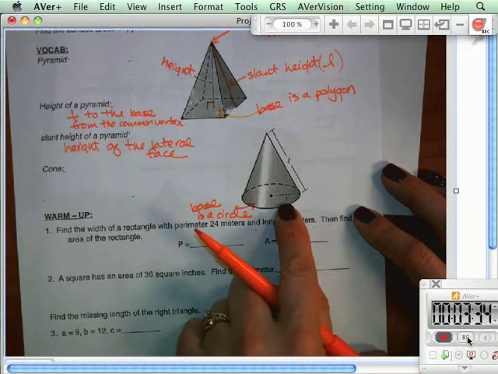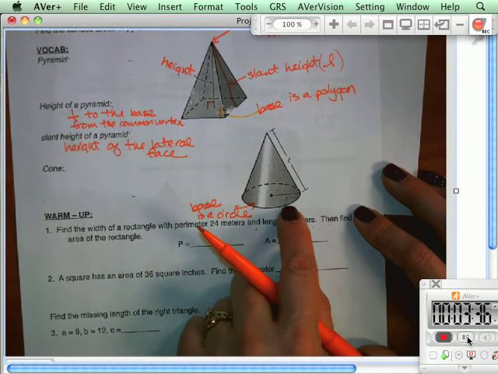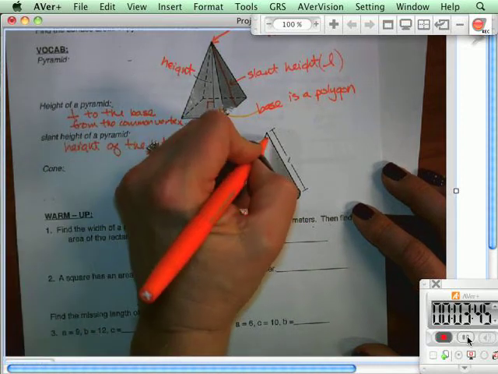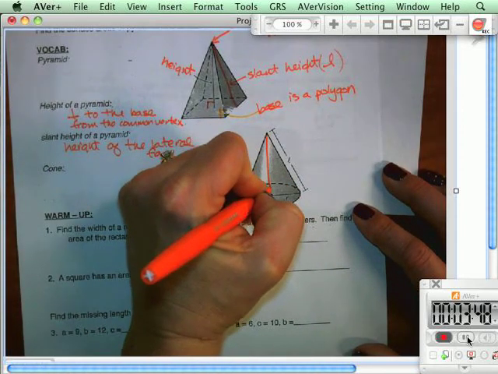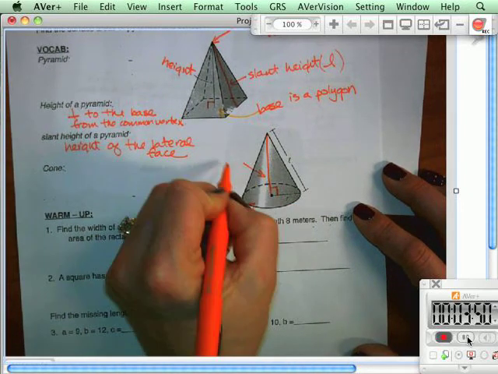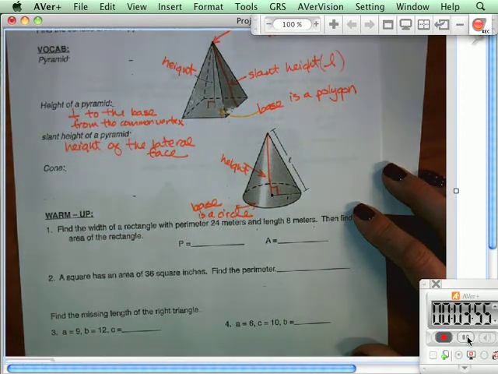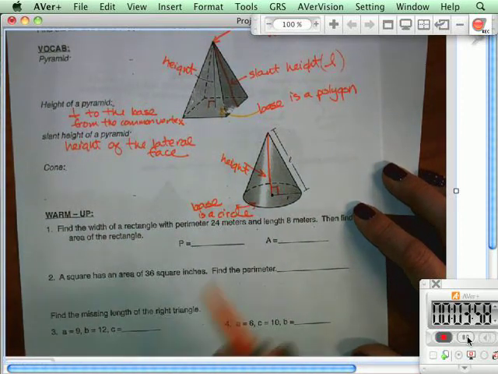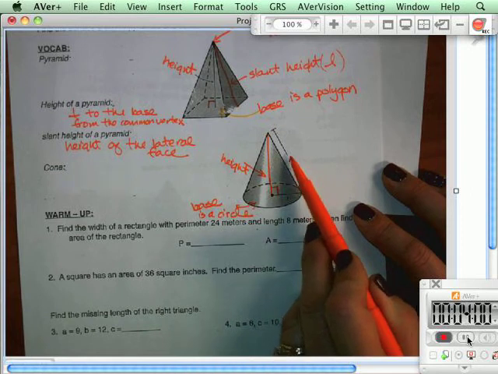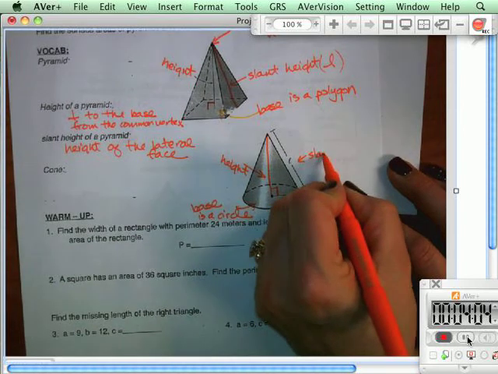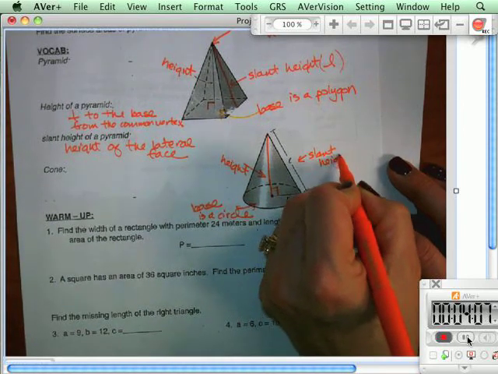What does the R stand for here? Radius, thank you. This right here, perpendicular, is the height. Oh, look. There's a cursive L here as well. What does that represent? Slant height. The slant height.